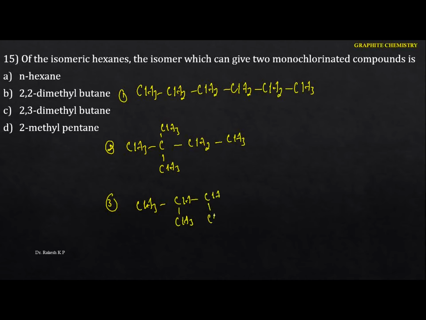2,3-dimethyl butane. Okay, and see the last one here, they have given the 2-methyl pentane. Just go to this 2-methyl pentane. Okay, but in this particular question, what you have to identify is which gives you the 2 monochlorinated compound. Okay, just go to this one.